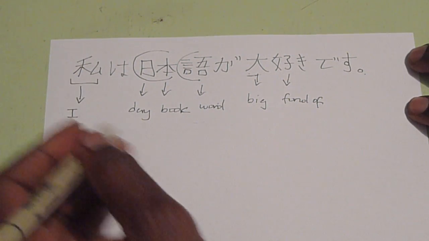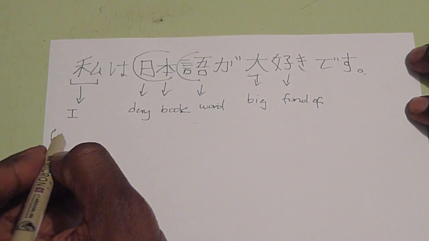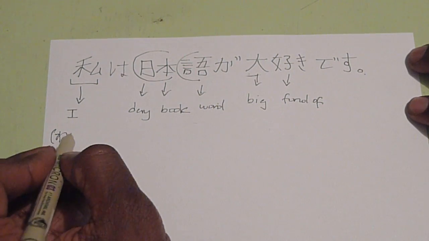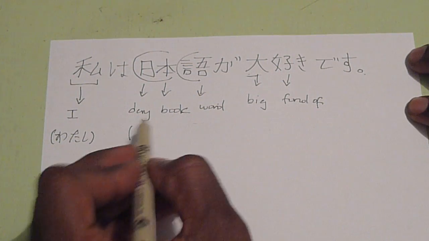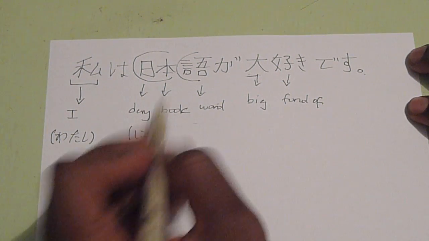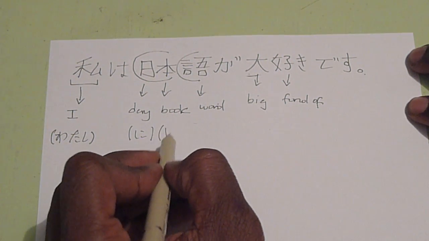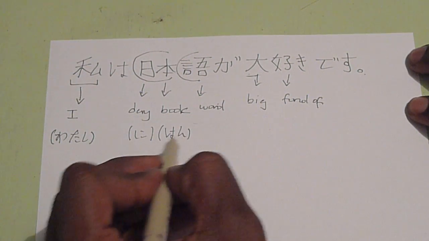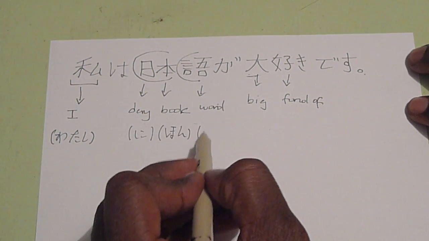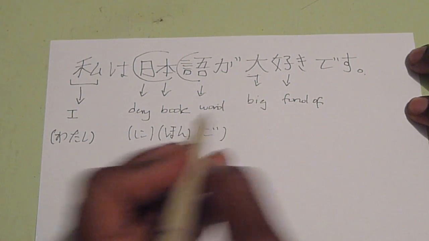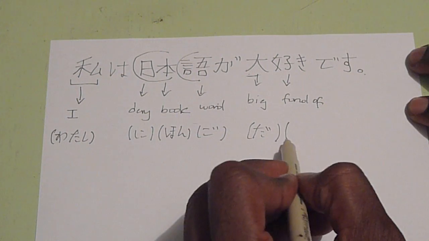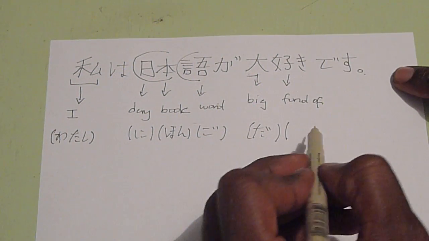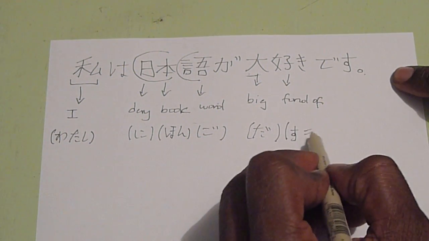It's watashi. Then now I'll just put down at the bottom here, watashi wa, then day is ni in this case, book is hon, ni hon, then go, Nihongo ga, big is dai, and fond of is suki.